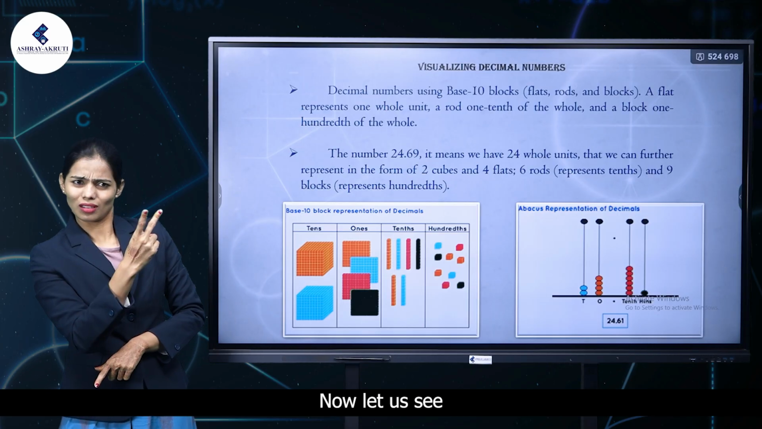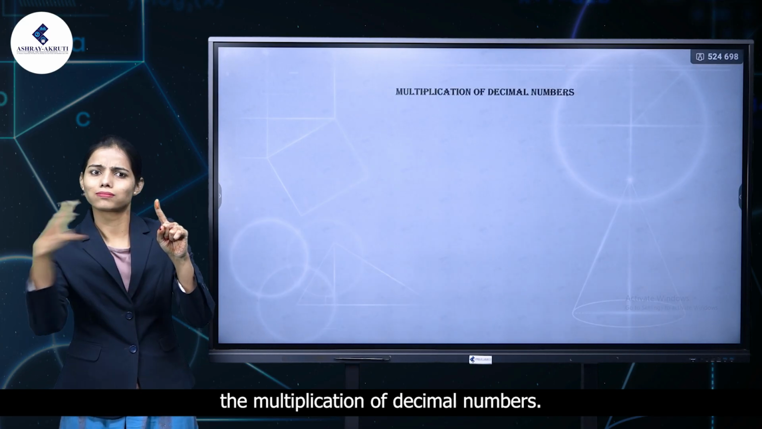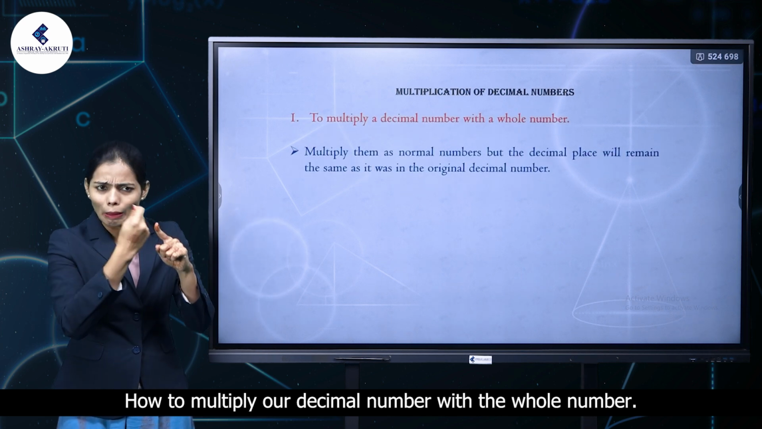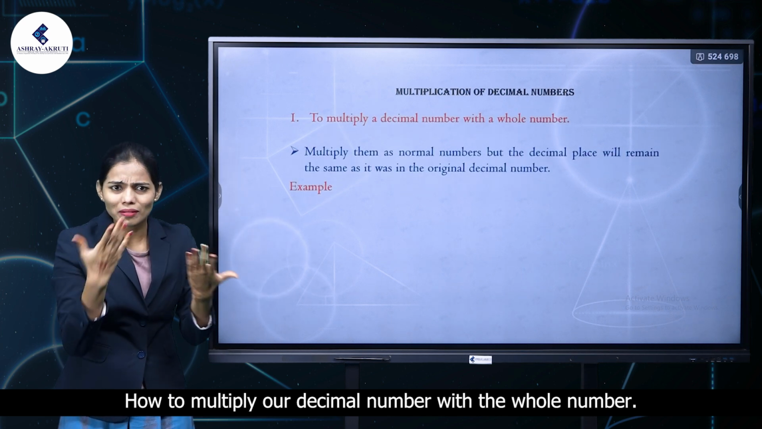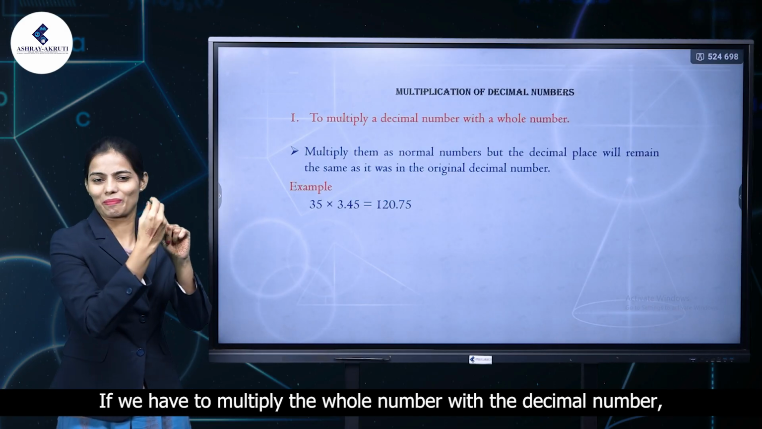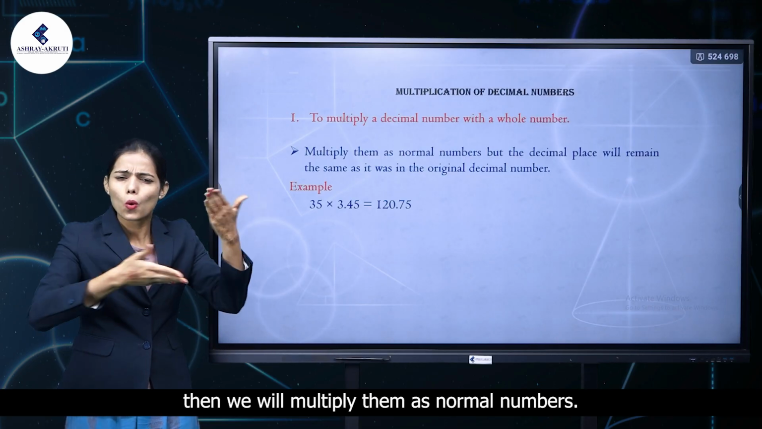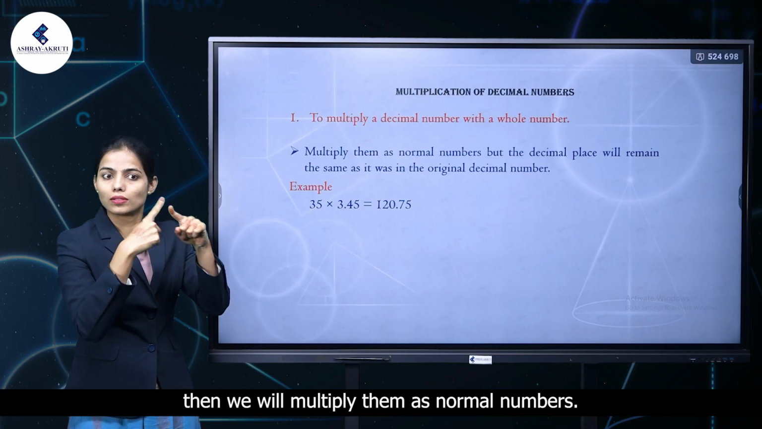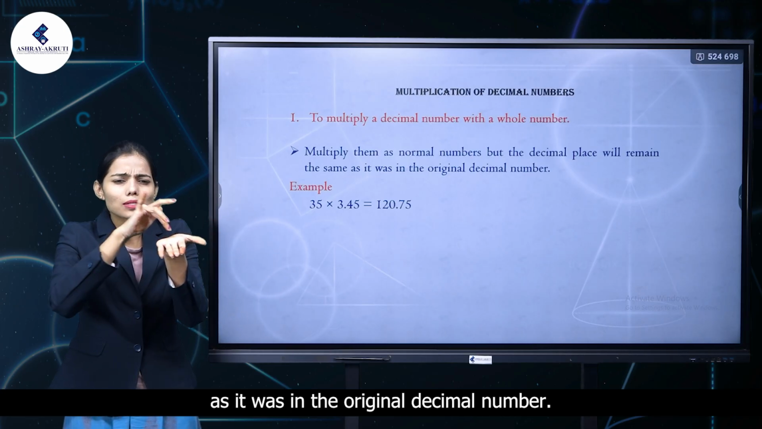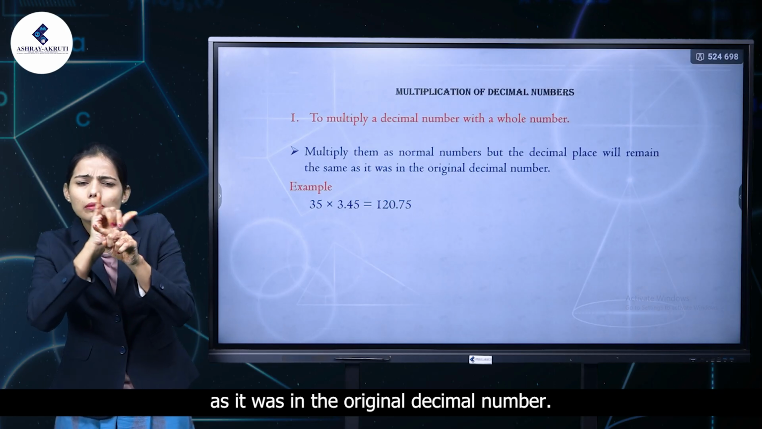Now, let us see the multiplication of decimal numbers. How to multiply a decimal number with a whole number? If we have to multiply a whole number with a decimal number, then we will multiply them as normal numbers. But the decimal place will remain the same as it was in the original decimal number.